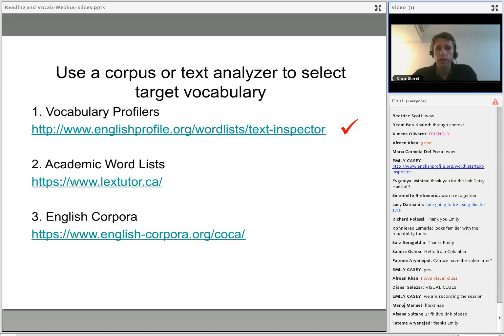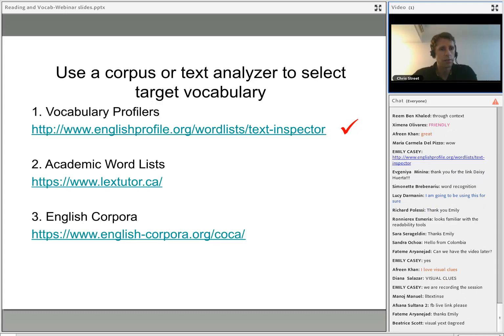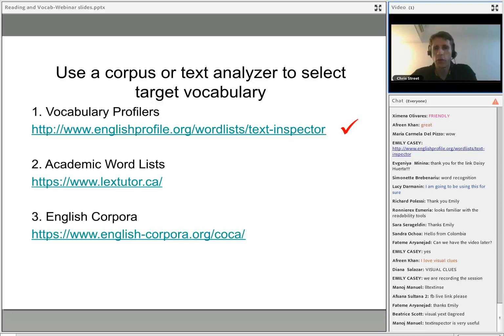Now, when you're choosing target vocabulary, you can use a text analyzer like Vocabulary Profile that we've just looked at. You can also use word lists like academic word lists, and you can also use English corpora. Now we'll talk about 2 and 3 a little bit later on, but obviously Text Inspector, the tool we've just looked at, is fantastic for choosing target vocabulary.